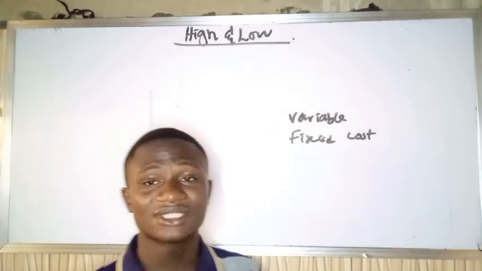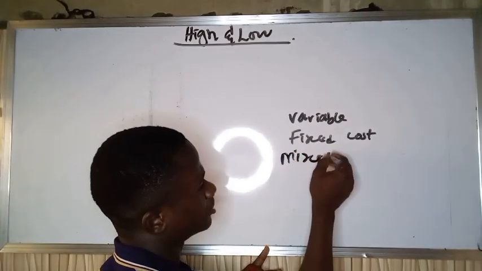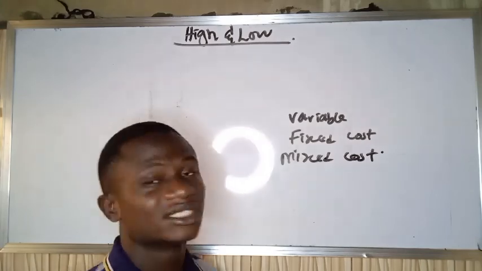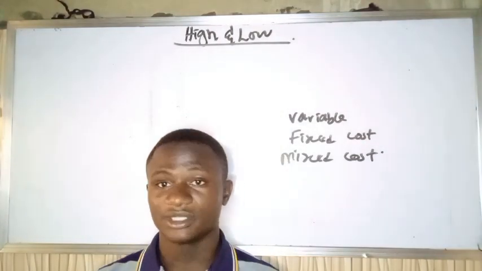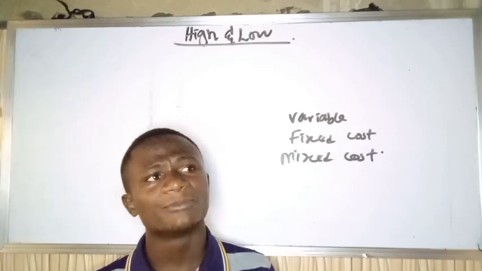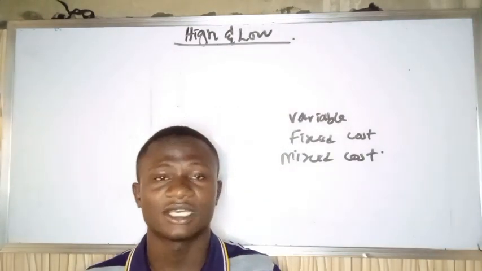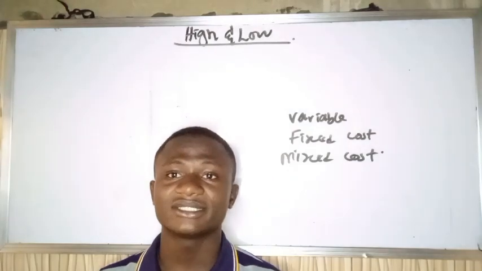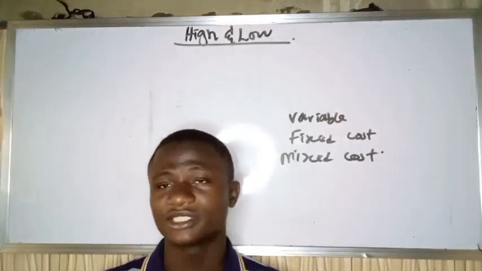But there's another type of cost that you guys might not be familiar with, and that is mixed cost. Yes, a mixed cost combines fixed cost plus variable cost together. But there are sometimes where we need to separate these two costs, to make informed decisions. And let me give you a good example of mixed cost.